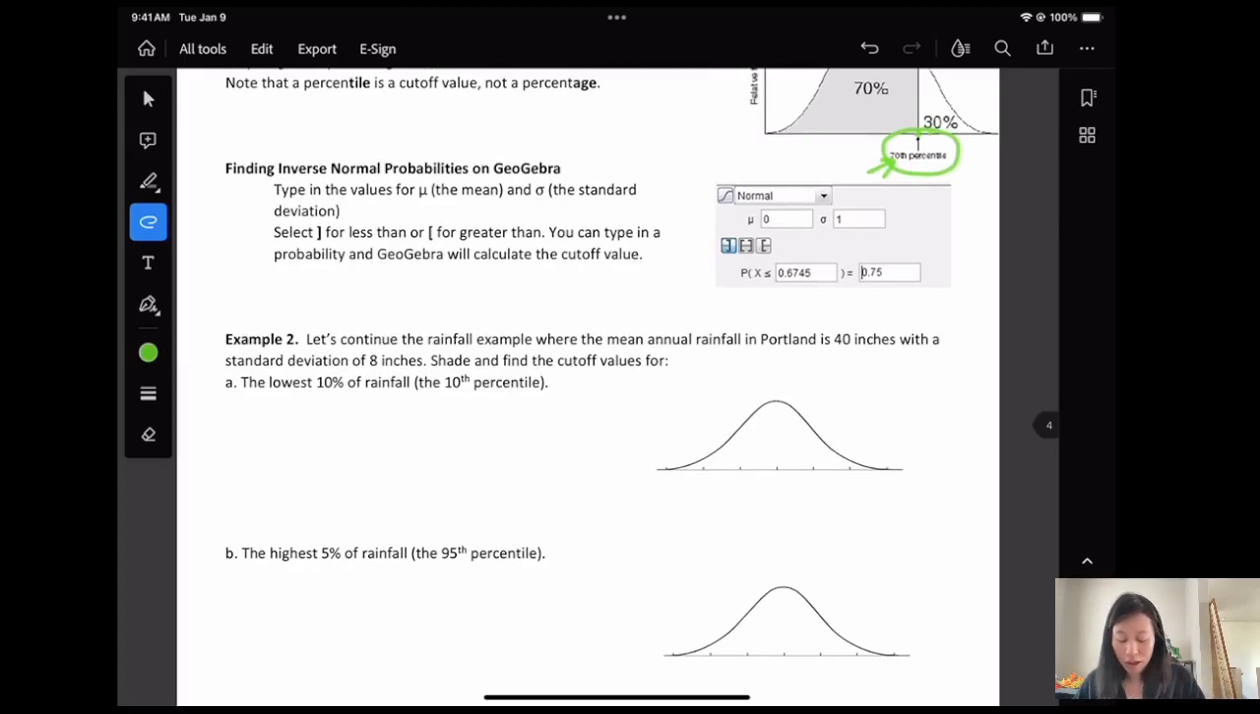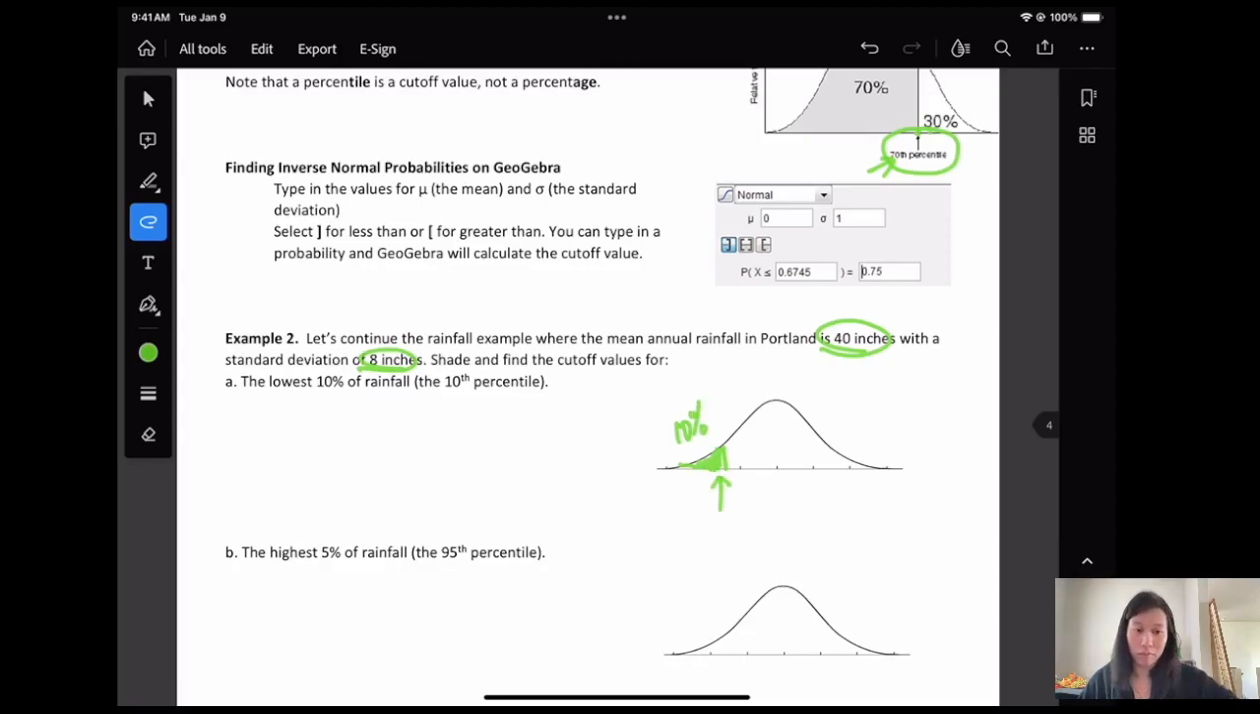Here, let's continue the rainfall example, where we have a mean of 40 inches with a standard deviation of 8. The lowest 10% of rainfall, that means it's approximately here. This is the 10th percentile of the data. And we want to know what this value is on the number line.